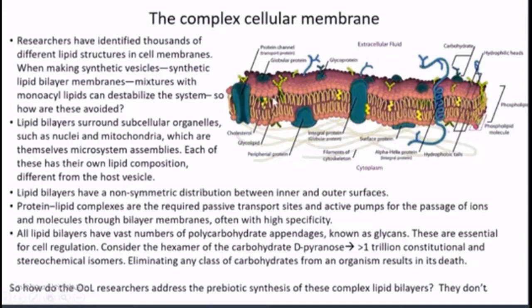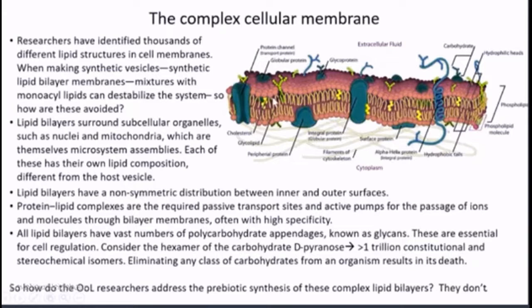Researchers have identified thousands of different lipid structures in the cell membrane. When researchers make protocells, they use one type. There's thousands of different types in a cell. Lipid bilayers surround cellular organelles. Lipid bilayers have a non-symmetric distribution. There's protein-lipid complexes that are highly complex.